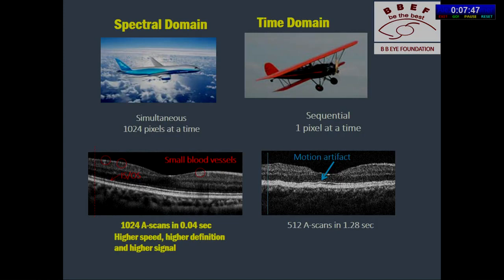Some of the older machines, the time domain, are sequential, 1 pixel at a time. There is some fallacy as it is very slow, where we can see motion artifacts, and it gives 512 A scans in 1.28 seconds. And now the newer one, the spectral domain, is simultaneous, 1024 pixels at a time, where you can see the small vessels also.